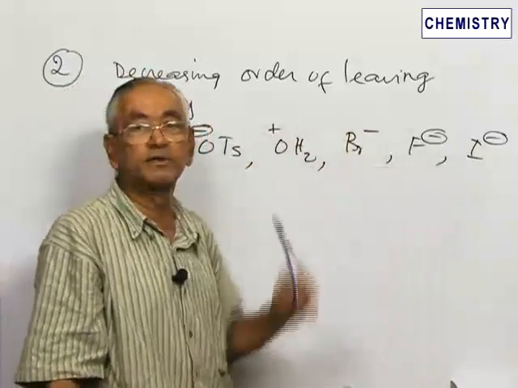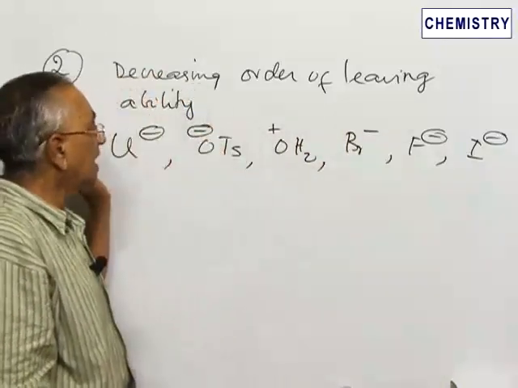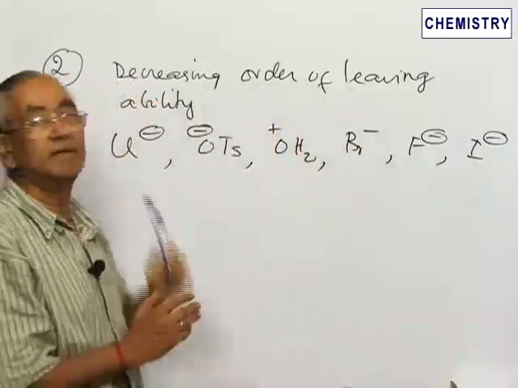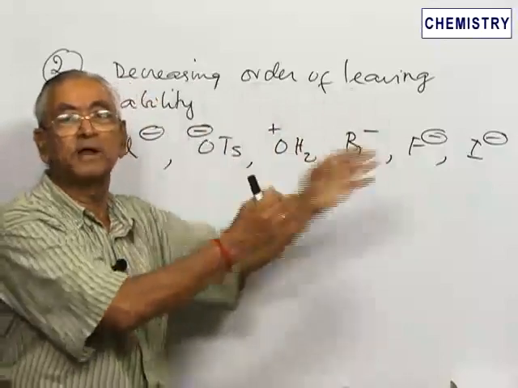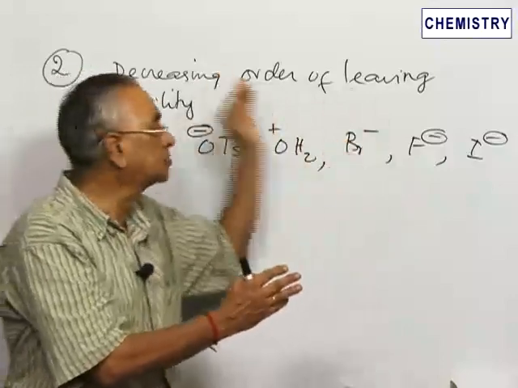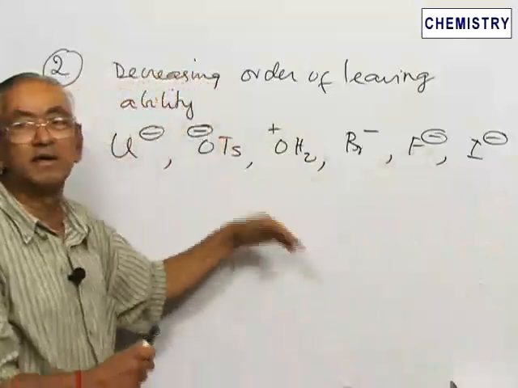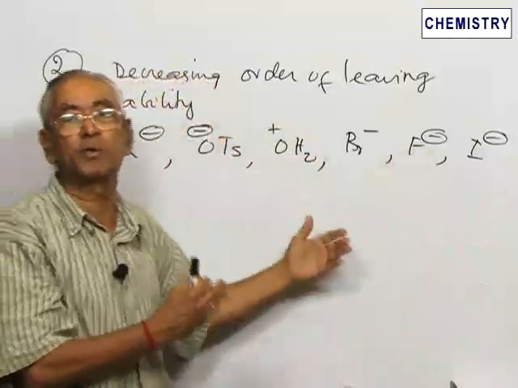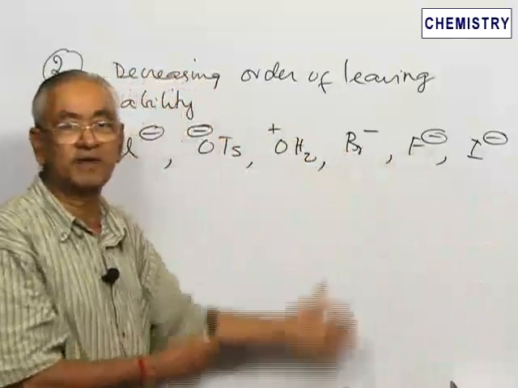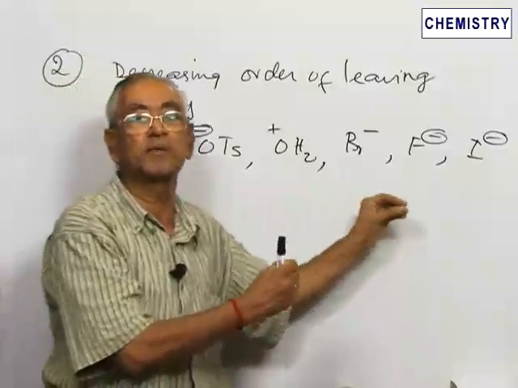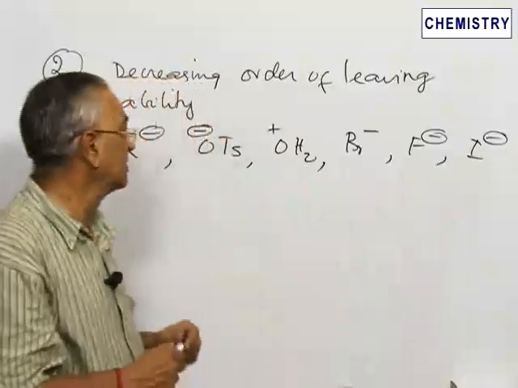Therefore, when you look at all these groups, what is being asked is to arrange them in decreasing order of leaving ability. So the best leaving group must come first and the poorest leaving group must come last. Actually, this question is given in the form of a multiple choice question, but in order to save some time, we are just coming straight away to discuss the answer.